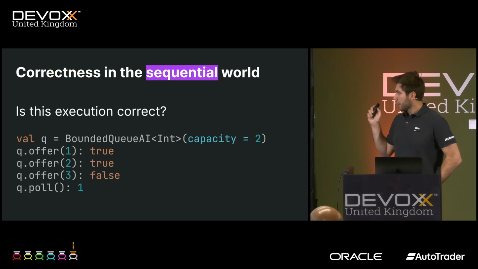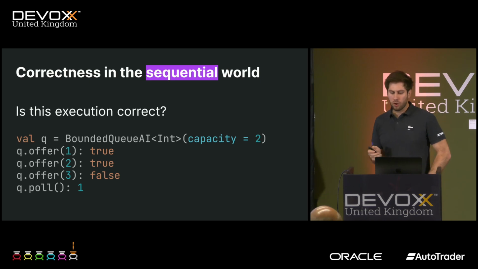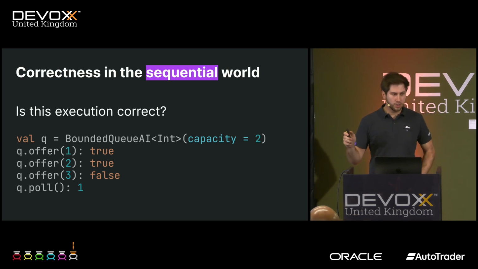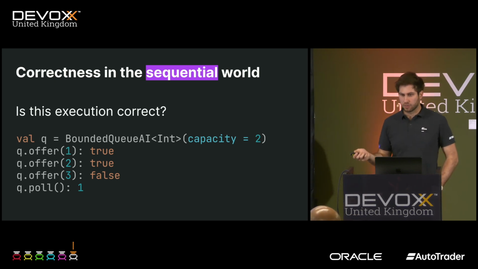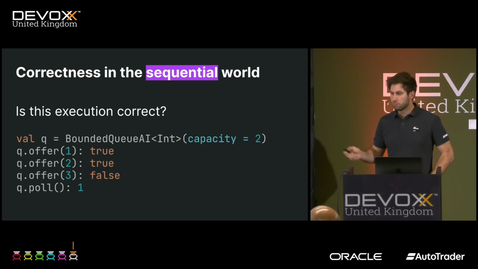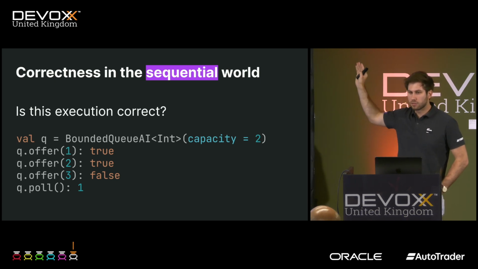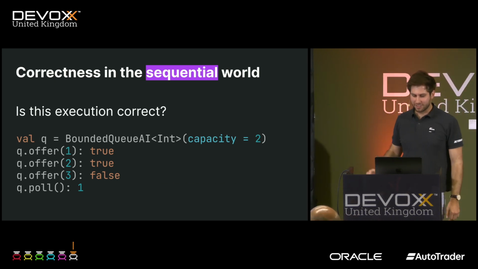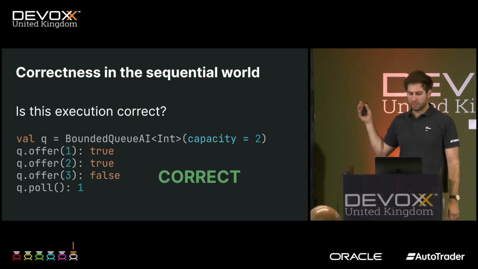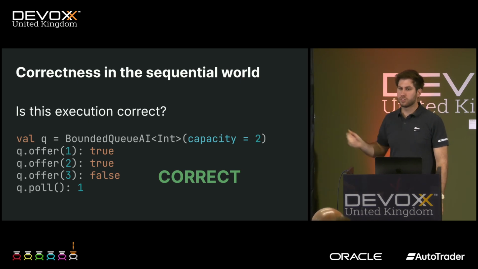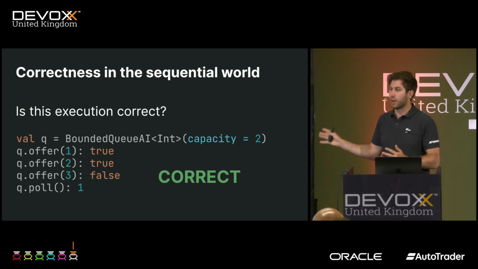For example, here we create a bounded queue of capacity 2, insert 2 elements, and then the following offer attempt fails. After that, we extract the first element. Who thinks this execution is correct? So everybody agrees that it's correct. Because the queue capacity is 2, the third offer should fail, and here we extract the first element, thus following the first in, first out queue semantics. So everything is fine here.